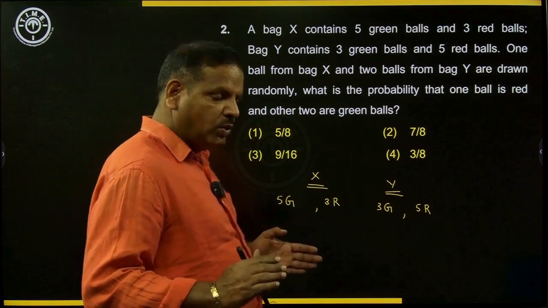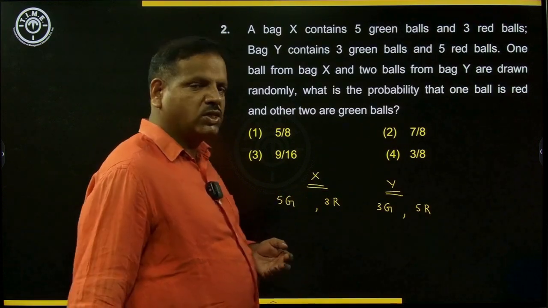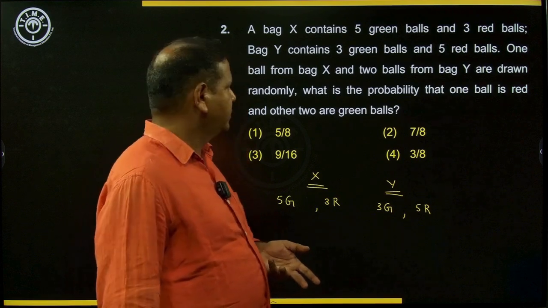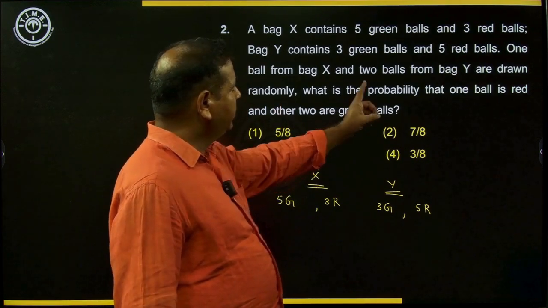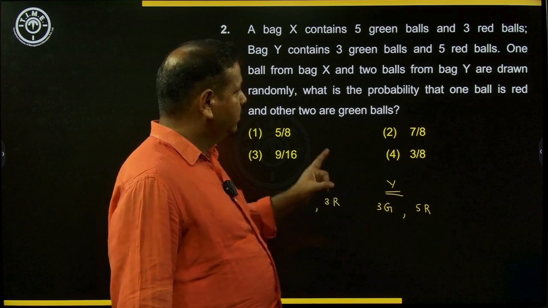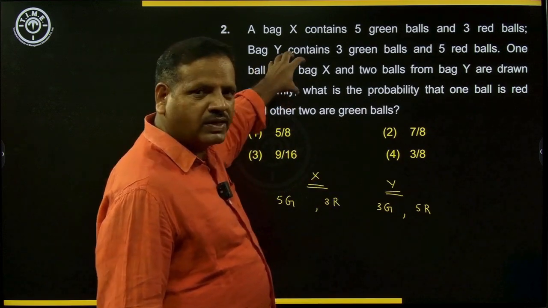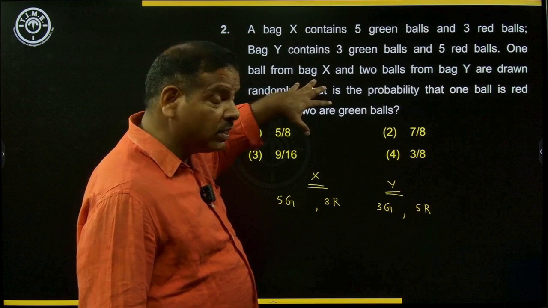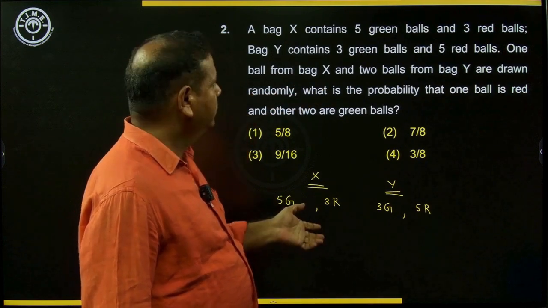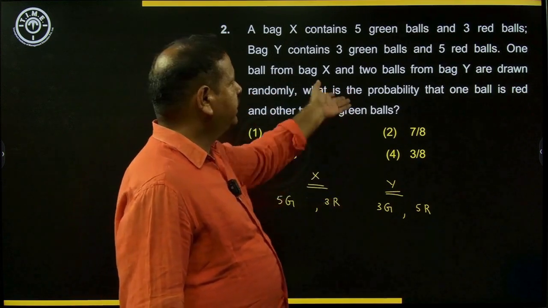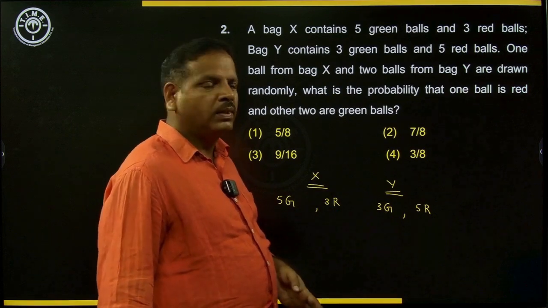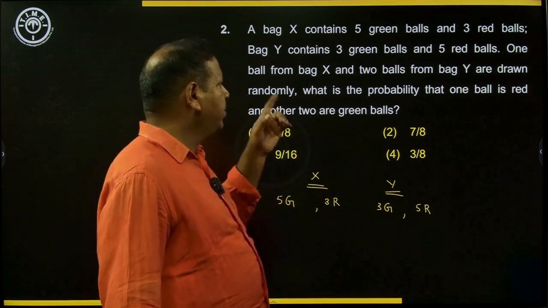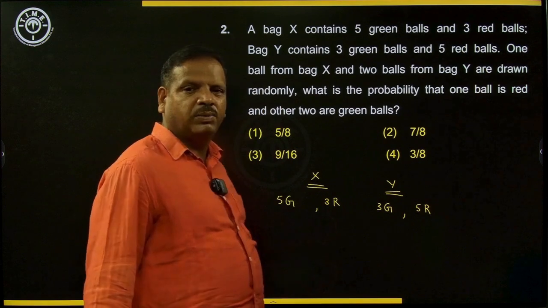A question where most of the students have 2 ways to understand. One is, what is the probability that the 1 ball is red? And if we draw 1 ball from bag X, 1 ball is red, and the other 2 are green, meaning 2 green balls from the second bag. But it is not compulsorily said that the red ball is from the first one.